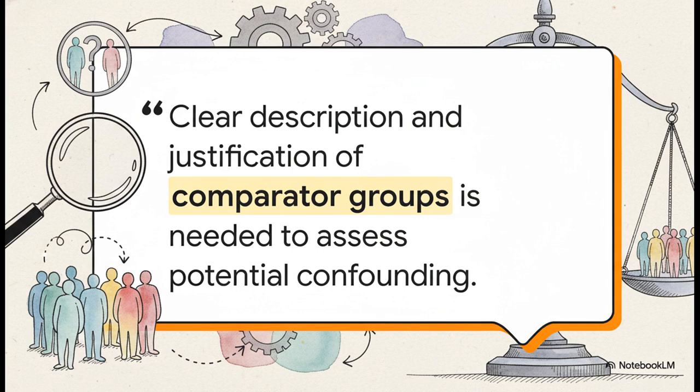This brings us back to why choosing your comparator group is so important. And I'm going to quote the guideline directly here because it puts it perfectly. "Clear description of the use and justification of comparator groups is needed for the assessment of the potential for confounding by indication or severity." It's one of the most critical decisions a researcher makes, period.